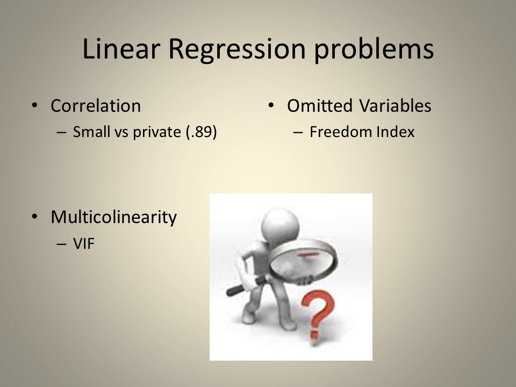I tested for correlation, and I saw that the concentration of small businesses and the percent of people in private employment were really highly correlated. We didn't know, as one increased, the other one also increased, so we had to eliminate one of those. I also checked for multicollinearity using my VIF statistic, and I had that omitted variable of the freedom index added in.